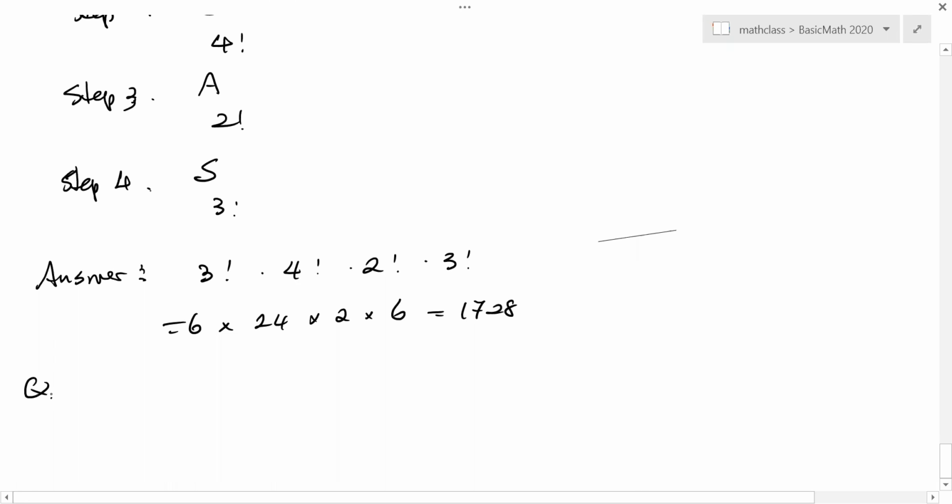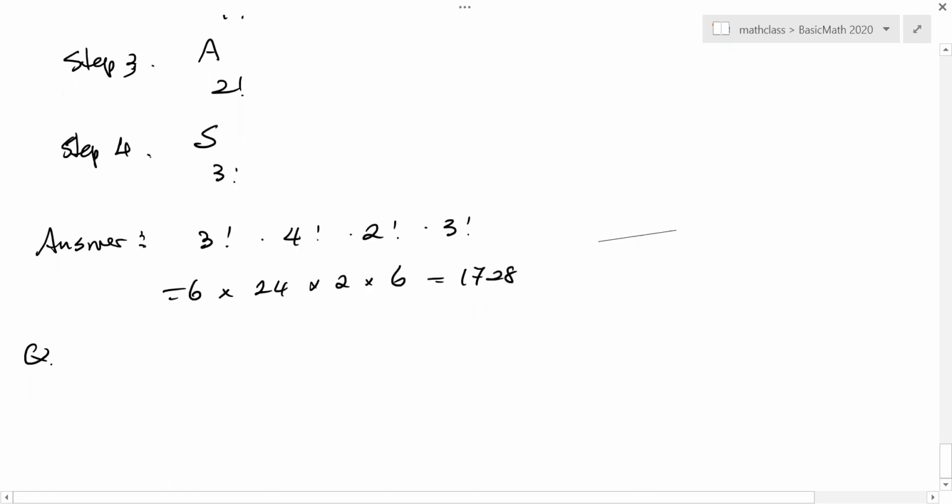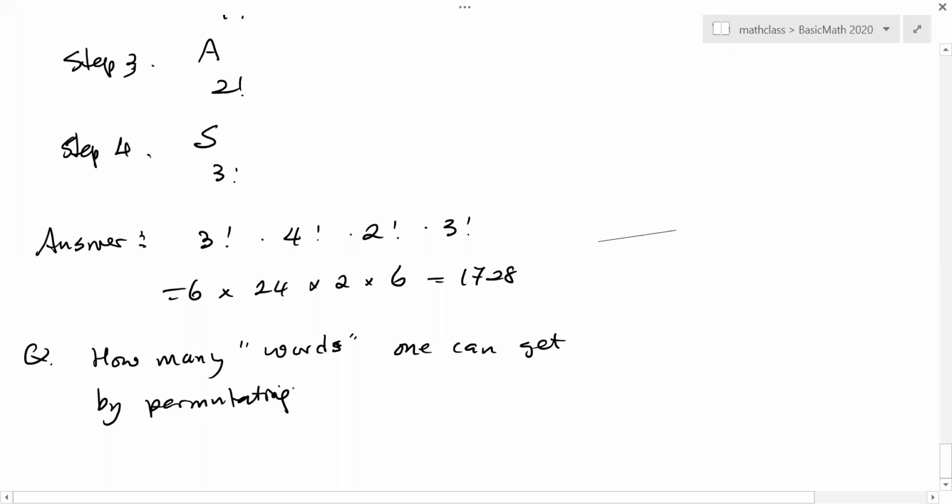All right, our next problem is also a little bit different. How many words can one get by permuting the letters in the word BOSS?